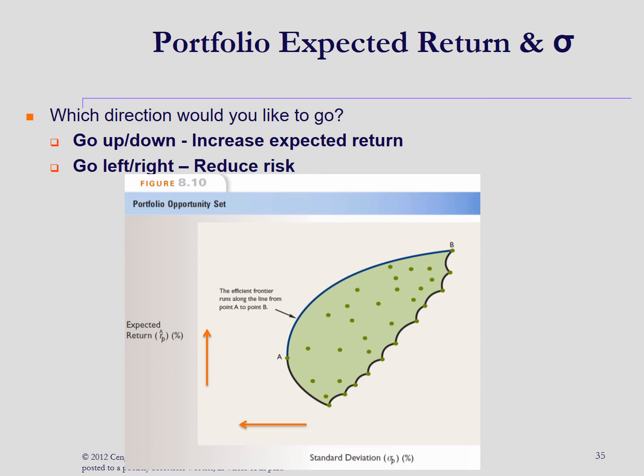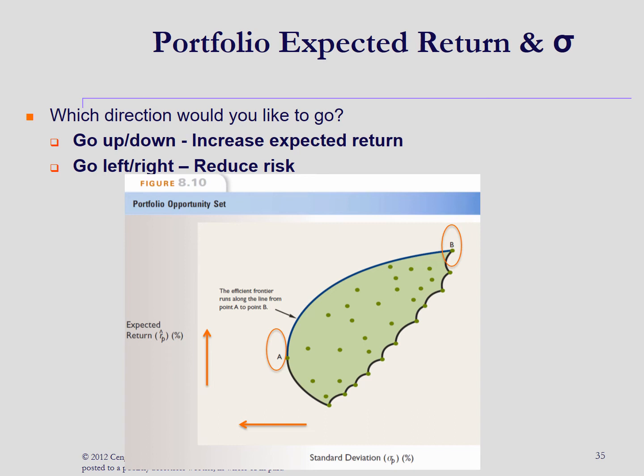The curved segment from A to B represents the set of efficient portfolios, also known as the efficient frontier. It is efficient in the sense that, for a given risk, it provides the highest expected return, or for a given expected return, it provides the lowest risk.